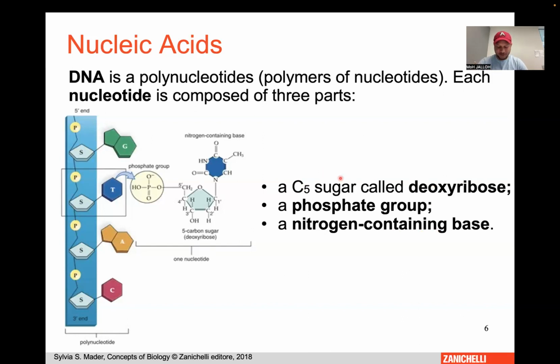Now that we have named all of them, let's try to point them out. You can see an image on this side. So we have the C5 sugar called deoxyribose. If you look here, you notice this is the C5 sugar. We have 1, 2, 3, 4, and 5. So you see the 5 carbon sugar deoxyribose. And then we have a phosphate group. The phosphate group is this P right here, with plenty of O's and a hydroxyl group attached to it. That's a phosphate group. And then we have a nitrogen containing base.